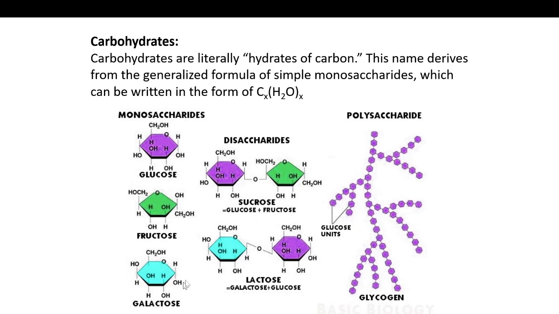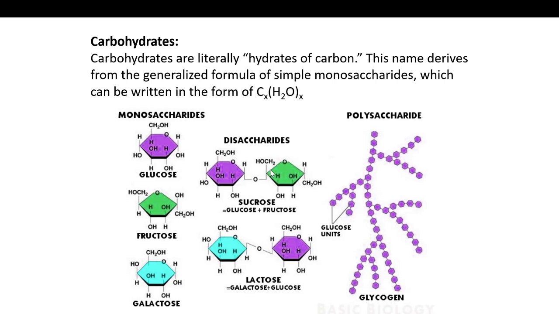Whereas galactose is an epimer of glucose at the 4th position. If you count from here 1, 2, 3, 4, and consider glucose and galactose and see the orientation of hydrogen and OH, you will see that in galactose it is just the reverse of glucose. That's why galactose is an epimer of glucose. Another example of a disaccharide is galactose plus glucose giving lactose.